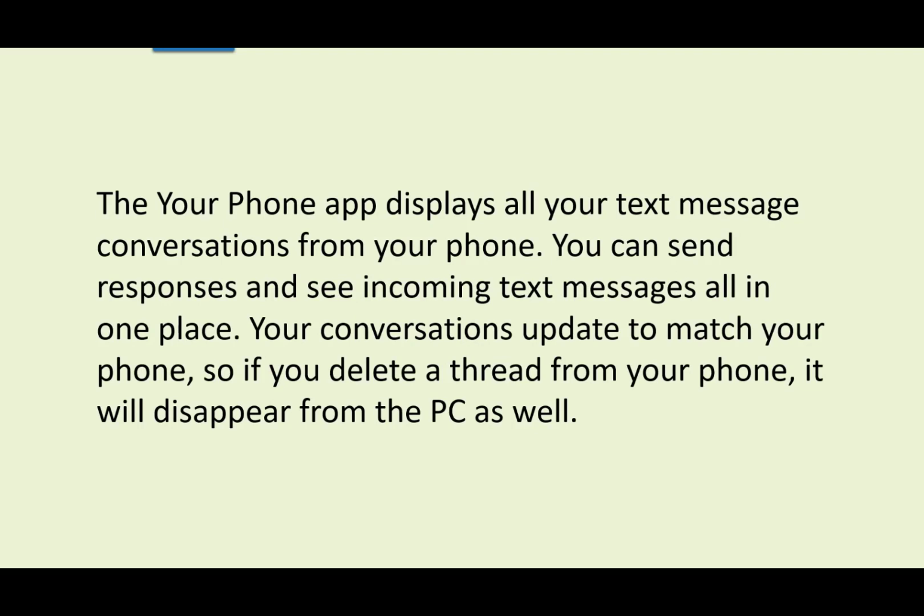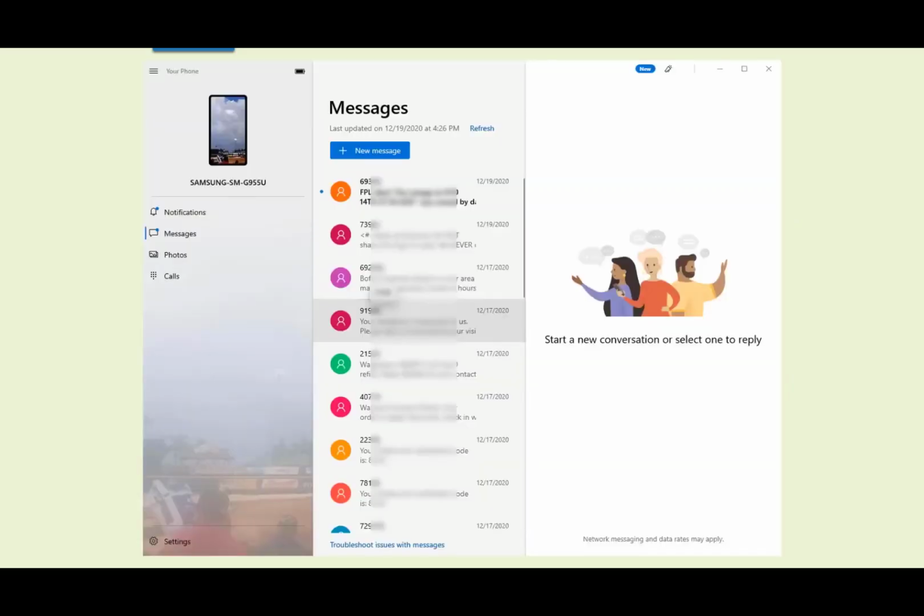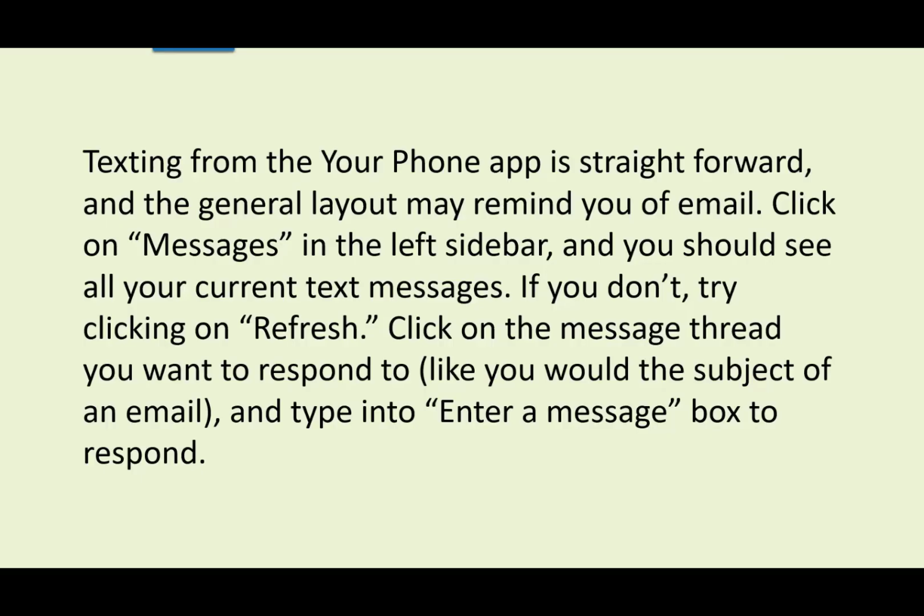The Your Phone app displays all of your text message conversations from your phone. You can send responses to see incoming text messages all in one place. Your conversations update to match your phone, so if you delete a thread from your phone, it will disappear from your PC as well. And here's what it will look like on your PC.